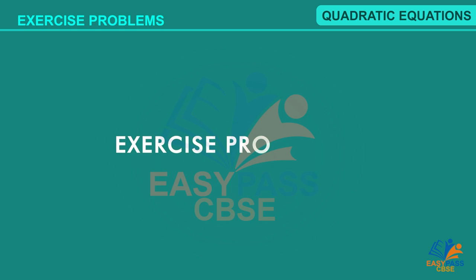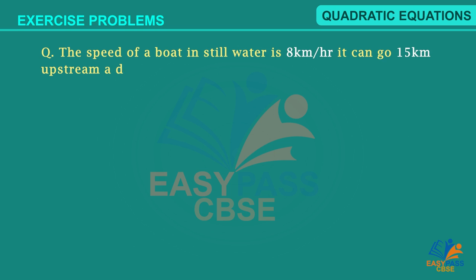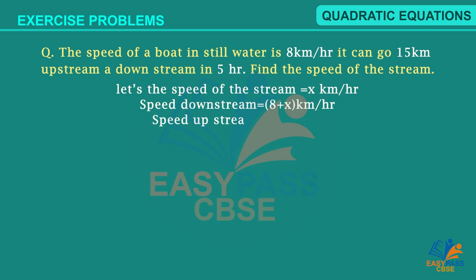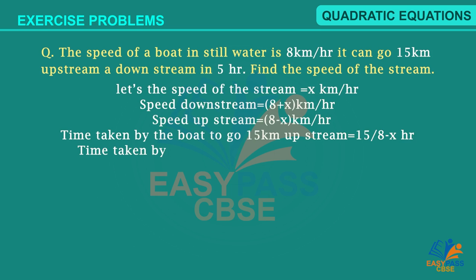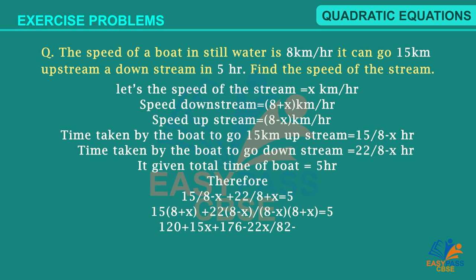Let us do exercise questions on this model, time and distance. The speed of a boat in still water is 8 kilometers per hour. It can go up 15 kilometers upstream and 22 kilometers downstream in 5 hours. Find the speed of the stream. Solution. Let the speed of the stream be x kilometers per hour, and the speed of the boat in still water is 8 kilometers per hour. The distance covered upstream is 15 kilometers and downstream 22 kilometers. Total time is 5 hours. Therefore, according to the given condition, 15 by 8 minus x plus 22 by 8 plus x is equal to 5.